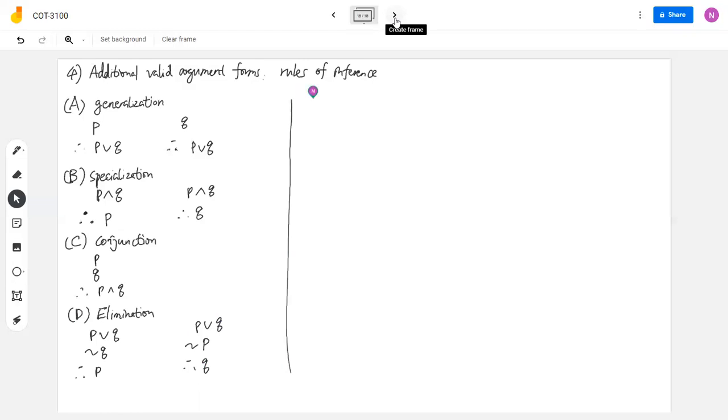And the next one is called transitivity. If we have P implies Q, and also we have Q implies R, and therefore we have P implies R.